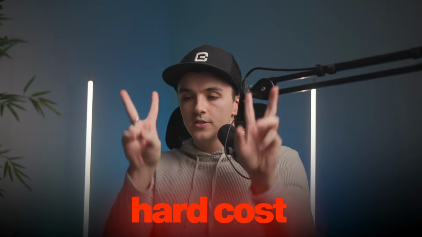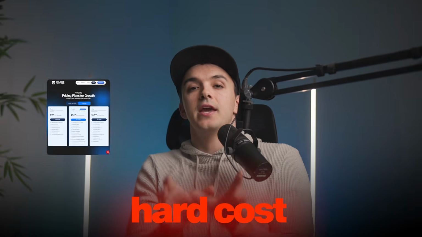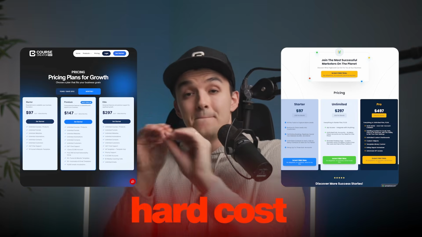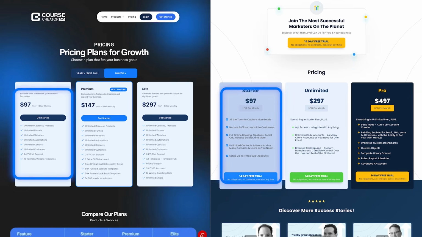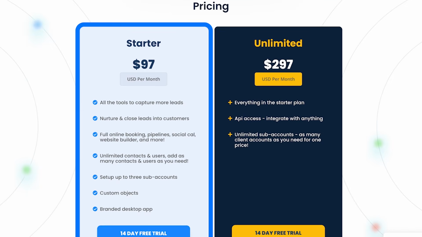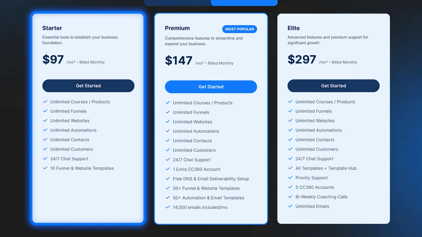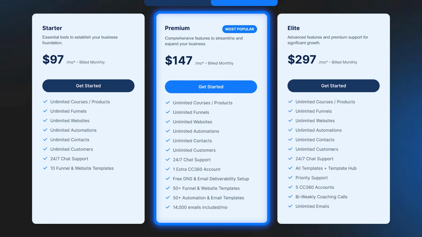So from an obvious hard cost standpoint, we have intentionally made our software, CC360, match every part of GHL. We've got a $97 per month plan too. Every single feature you're getting in GHL, you are getting in our software on that plan. 90% of our users join the middle plan at $147 a month for some very obvious value, support, and feature reasons. So if just the hard, obvious, what am I paying per month matters to you, there's that.